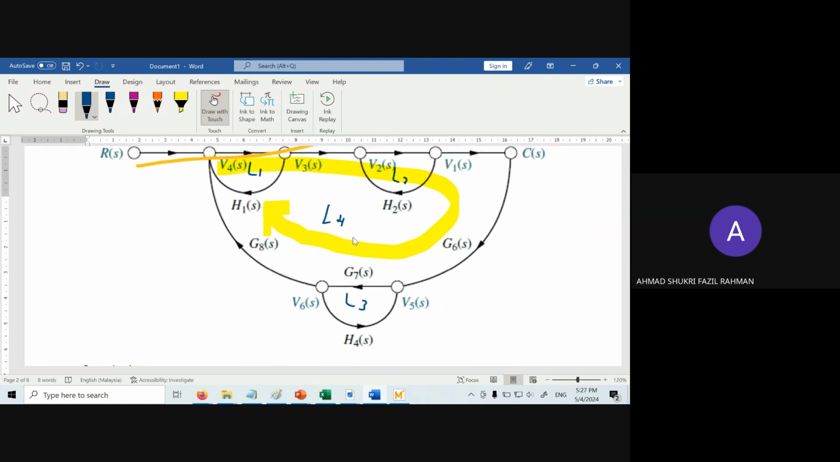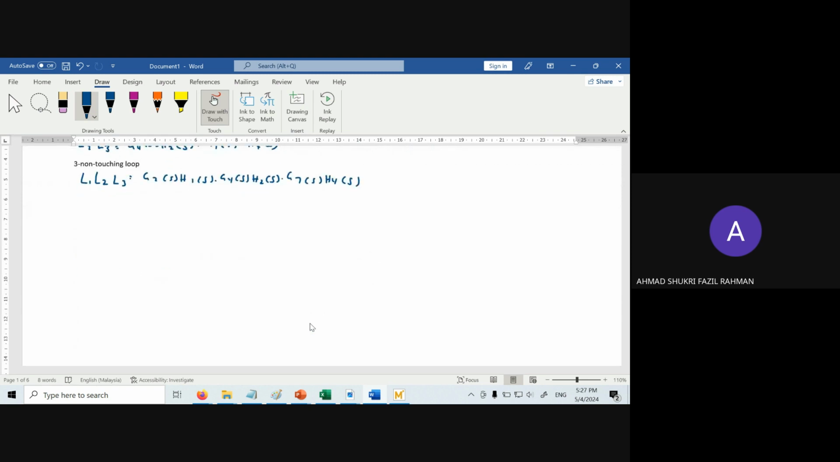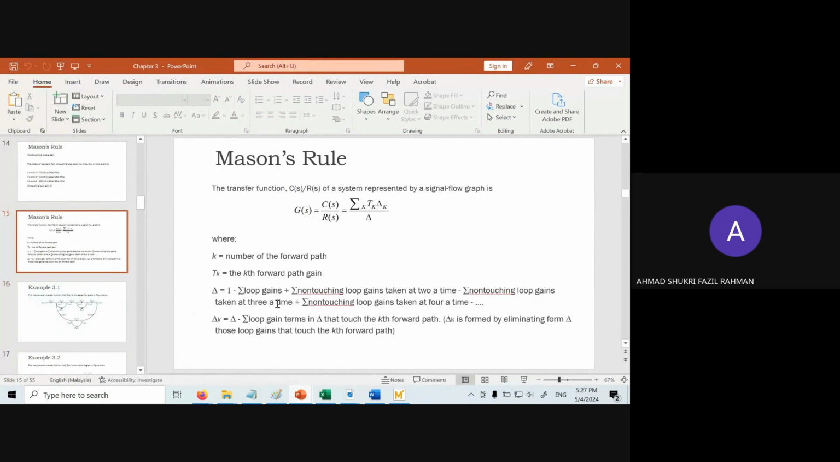Again, like I said, if you have completed three, then go for four non-touching loops. If available, you move on to five non-touching loops. If available, you find six, seven, and so on. But from our observation, we can only find up to three non-touching loops. So this is already completed. We just stop at three non-touching loops, and then we go back to the definition of Mason rule. Now we can complete the delta part.